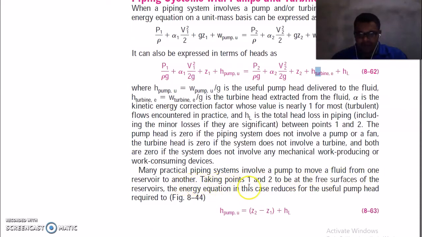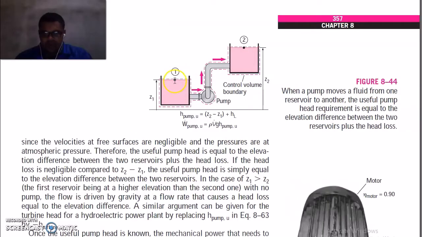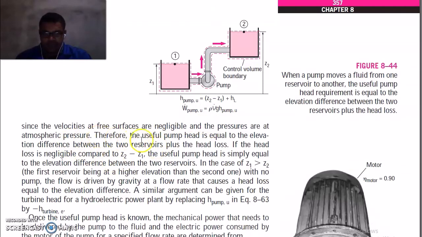Many engineering piping systems involve a pump to move a fluid from one reservoir to another, taking points 1 and 2 at the free surface of the reservoirs. So this is point 1 reservoir, this is point 2 reservoir. The pump has to raise the liquid from this Z1 to Z2. Now in this case, the velocity at the free surfaces is negligible and the pressure is atmospheric pressure.